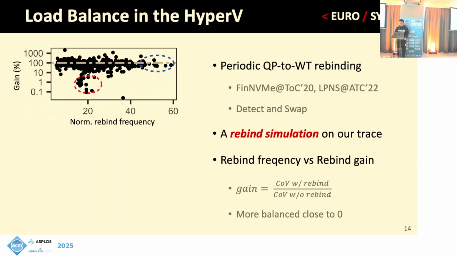In the figure, we found that some nodes achieve significant gain even with a low rebind frequency, as highlighted by the right circle. However, for other nodes, as indicated in blue, even with a high rebind frequency, the imbalance remains unsolved.